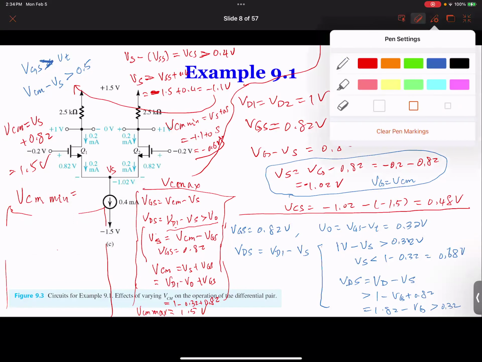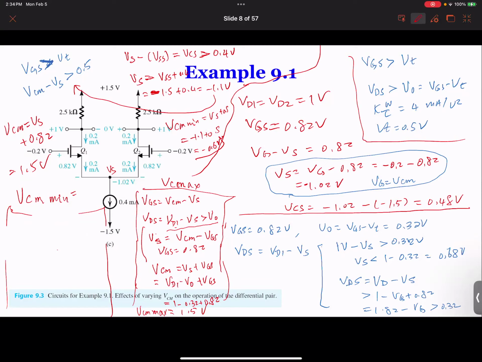So VCM is going to be VSS, minus VSS, right? Plus VGS. So VGS is 0.28. That's how we maintain the current, which is minus 1.5 plus 0.4 plus 0.82. So that gives you, it has to be larger than this.